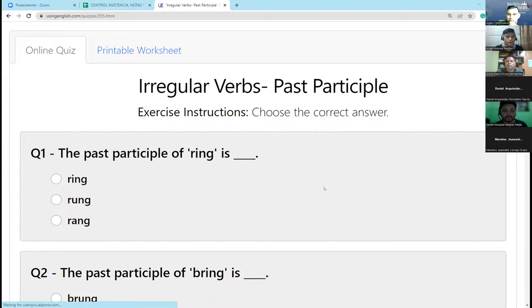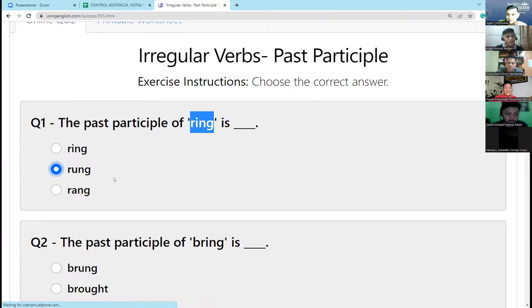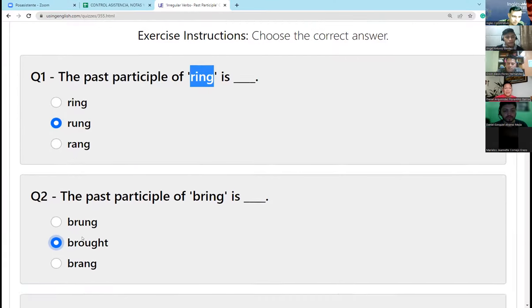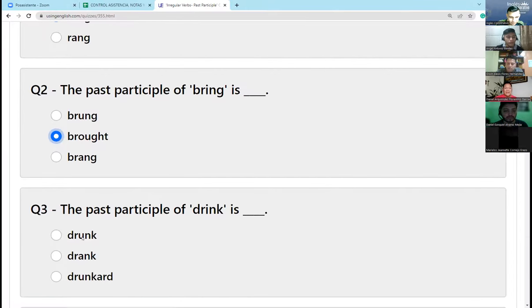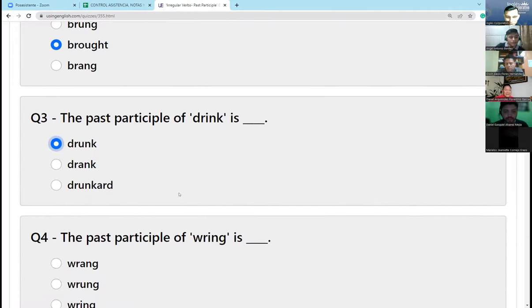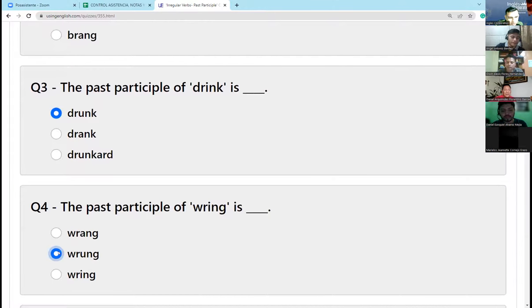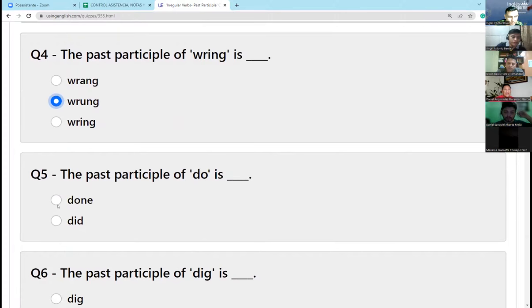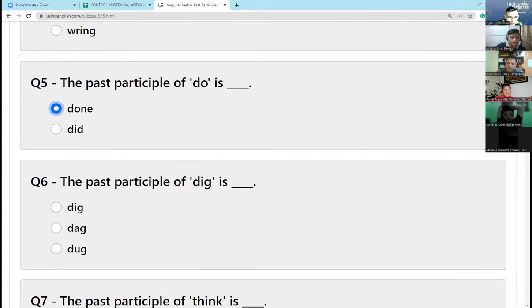What is the past participle of ring? Brought. Second. Okay. What is the past participle of drink? Drunk. The first one. Okay. The past participle of run? Run. Yes. Okay. The past participle of do. Done. Perfect.